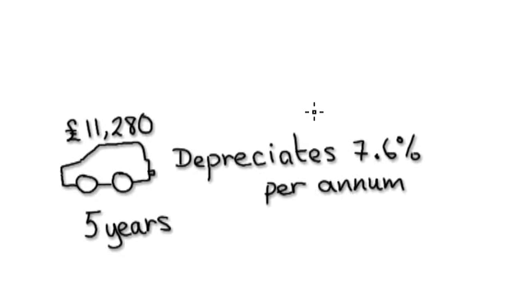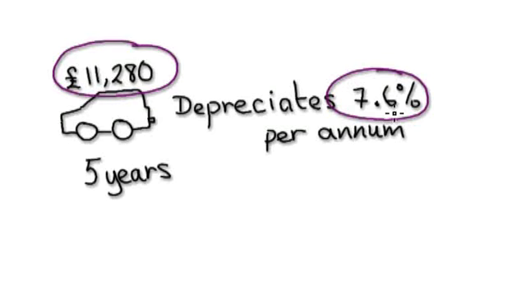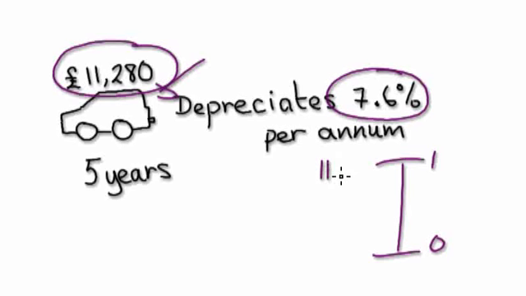So, for example, let's have a look at this one here. Let's say your dad's car, when he first bought it, was 11,280 pounds. Well, the value of the car can depreciate 7.6% per annum. Annum means per year. So the car loses its value every year. The original is 11,280, and every year it loses 7.6%.